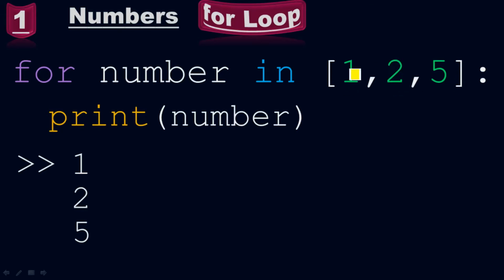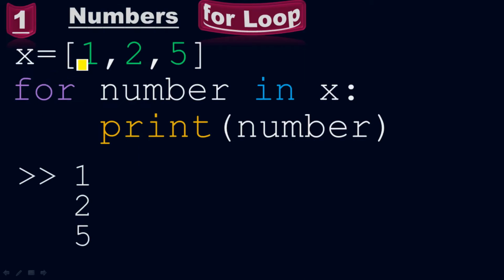We don't have any name, we don't have any variable for this list. We directly put the list here. So we have for number in 1, 2, 5. In the second method, what we do, we just simply give the name x.